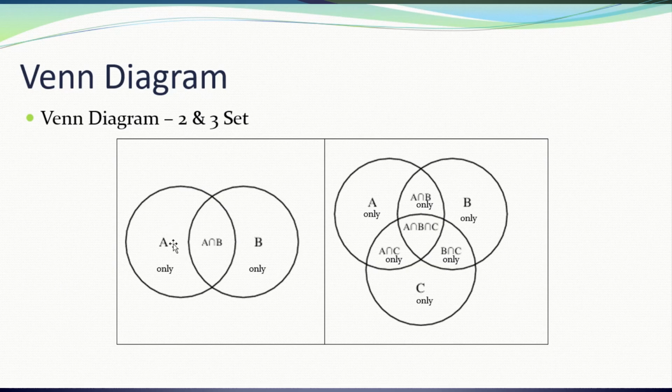This means only A. Because if you look, this is A, this is B, right? This is only A. This is A and B. This is only B. Same goes for a 3-set Venn diagram. This is only A. This is A and B only because it's not inside here. Inside here is all 3. Here is A and C only. B and C. The word only is very important here. This is only B. This is only C.